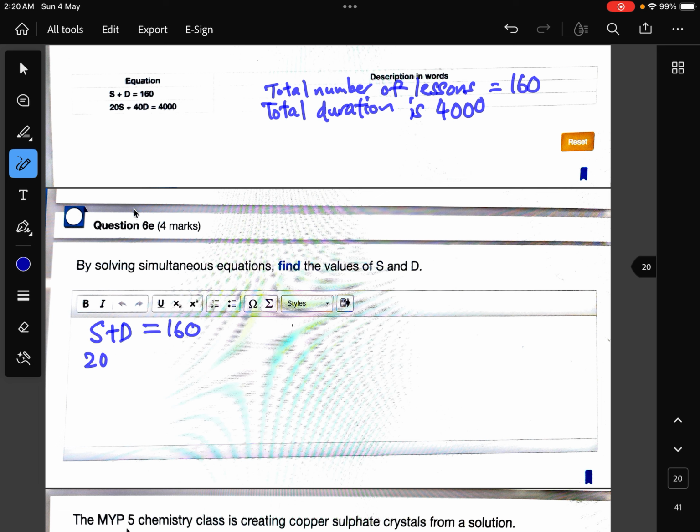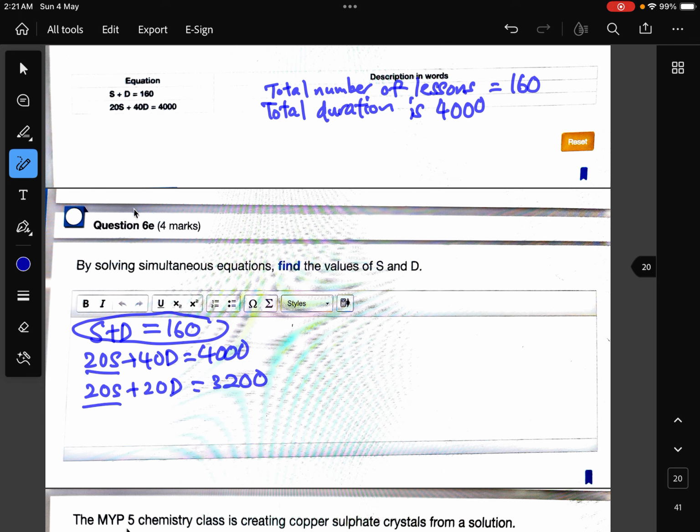Then you have 20s plus 40d. That gives me 4,000. So I think using elimination might help the best. What I'm going to do with this equation is multiply this maybe by 20, so I'm going to get something like that. And I have 20s to be the same. Let's just call this equation 1. I'm going to call this equation 2. I'll take equation 1, subtract equation 2.